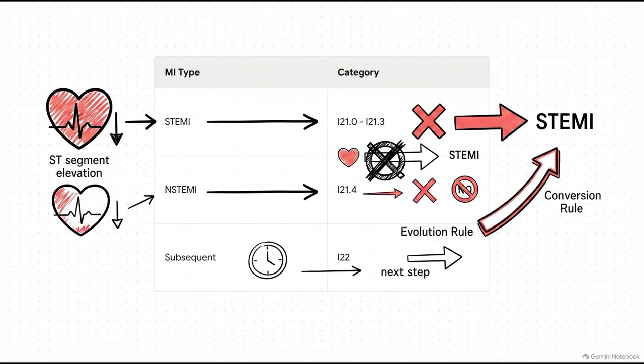On the flip side, the conversion rule states that if a patient comes in with a type 1 STEMI and it converts to an NSTEMI because of thrombolytic therapy or medical intervention, it is still coded as a STEMI. Just remember, once a STEMI, always a STEMI for that episode of care.